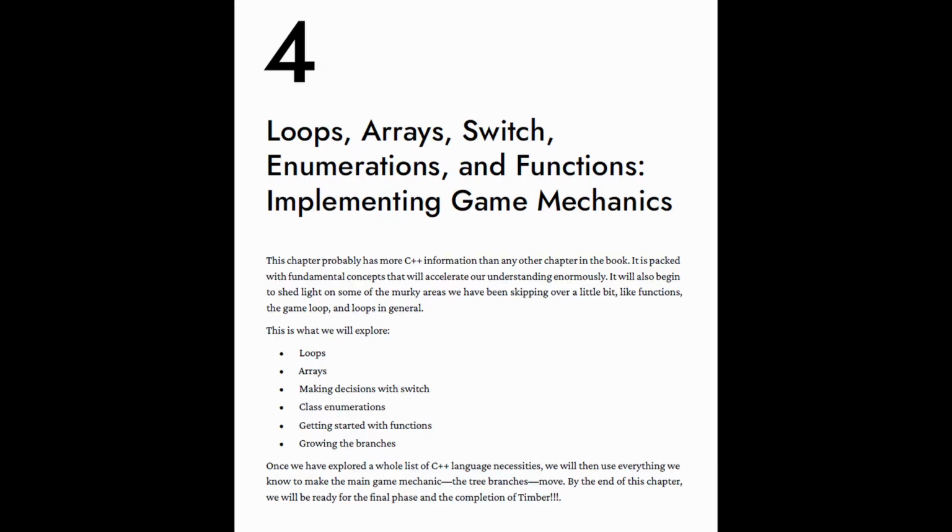Chapter 4. Loops, arrays, switch, enumerations, and functions, implementing game mechanics. Here we are basically cleaning up the code we've written so far. To do that, we first learn about while and for loops. The author gives a huge number of examples for while loops, but for for loops, there's only a single example. The break keyword also gets explained, but continue is never mentioned at all.